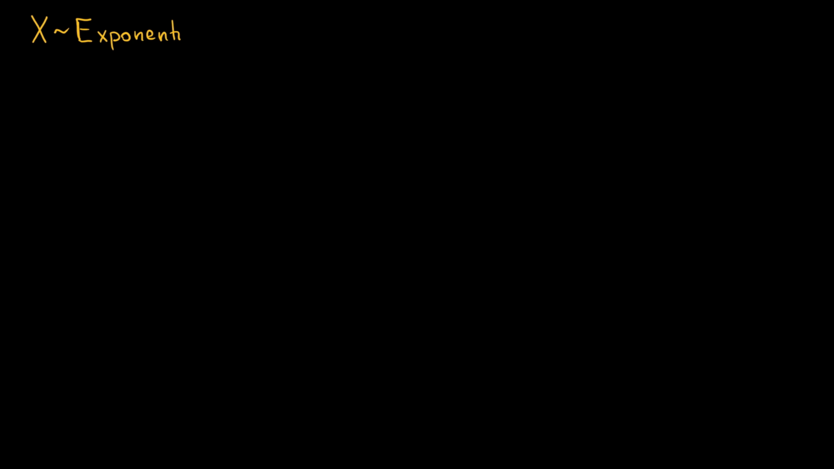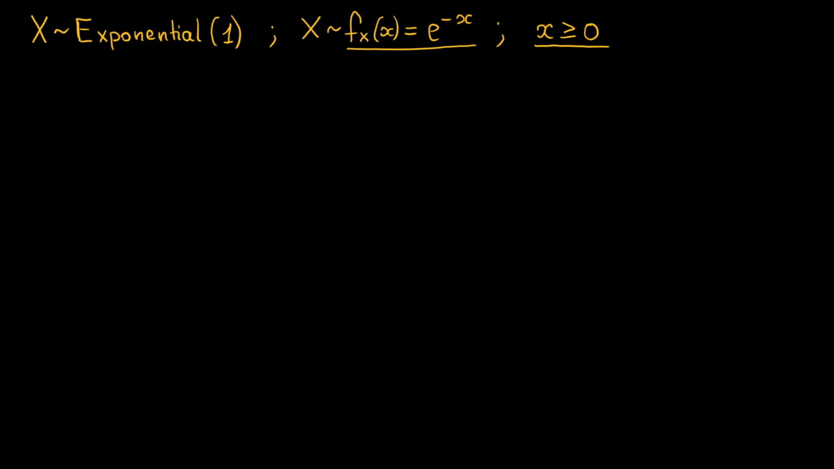Now let's put this theory into practice with an example. Suppose that x has the exponential 1 distribution, which means that its PDF is given by e to the power of minus x, and its support is the part of the real line where x is greater than or equal to 0. And recall that what this means is that for x greater than or equal to 0, the PDF will be strictly greater than 0, and anywhere else, that is for x strictly less than 0, the PDF will be exactly 0.